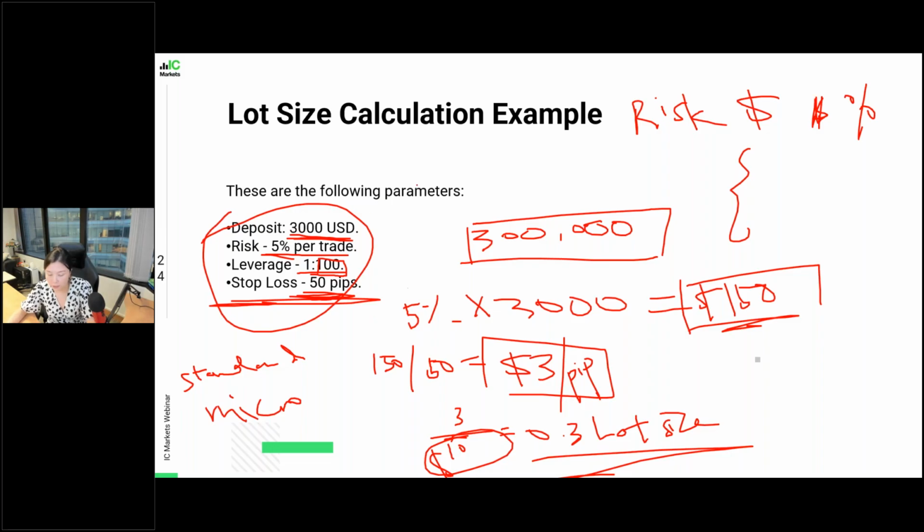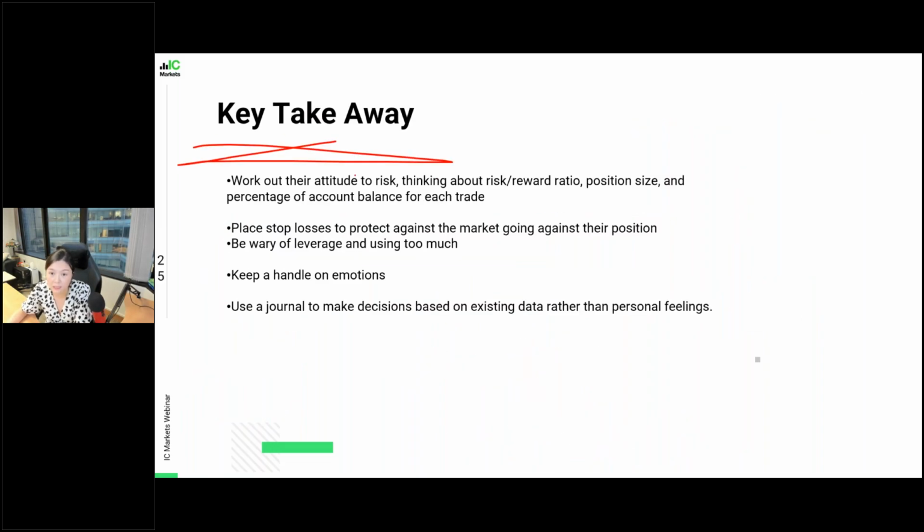Okay, I have come to the end of the session. Let me see. Okay, sorry. Last part, key takeaway. So in today's session on risk management, the key takeaway, or what I want to leave you guys with, is these few points that I have concluded, which is you need to work out your attitude to risk. You need to think about your risk to reward, your position size, and percentage of account balance for each trade.